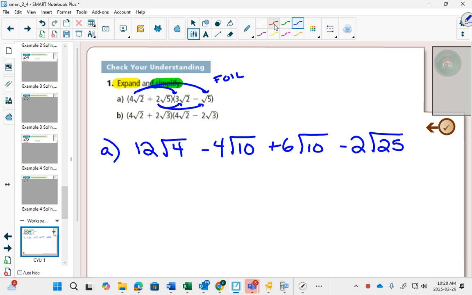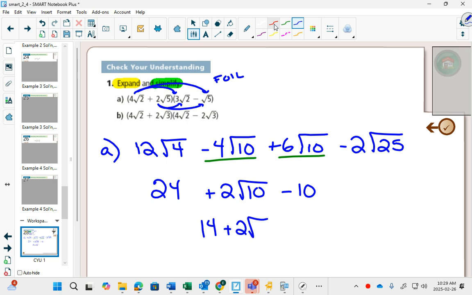Of course, if you have root 2 times root 2 or root 5 times root 5, you're just going to get either 2 or 5 because they're going to square nicely. So the next thing I can do is I can say, well, I know the square root of 4 is 2. 2 times 12, this will be 24. These two are like terms. I can put them together. Negative 4 plus 6 would give me plus 2. And square root of 25 is 5. 5 times 2 will be 10, so I'll have minus 10. And then 24 minus 10 are like terms. So after combining like terms, now I have 14 plus 2 root 10.